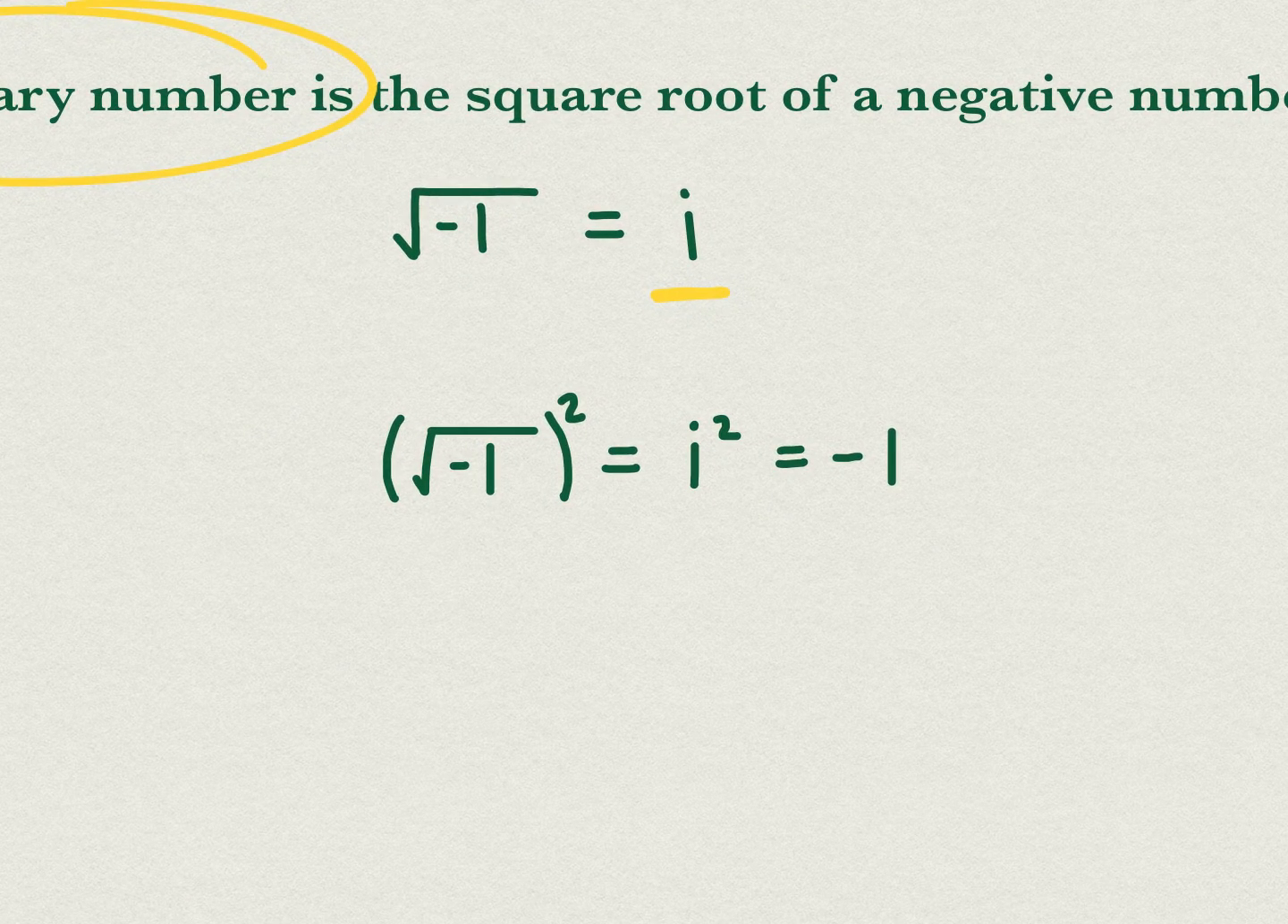If we had the square root of -1 squared, remember square root and squared cancel each other out, so this would just be -1. Same thing, i squared is -1. So anytime we have an i squared, we can turn it into -1 because -1 is a real number, not imaginary, because it doesn't have an i. So we can get rid of an i squared and turn it into -1. So i squared turns into -1.